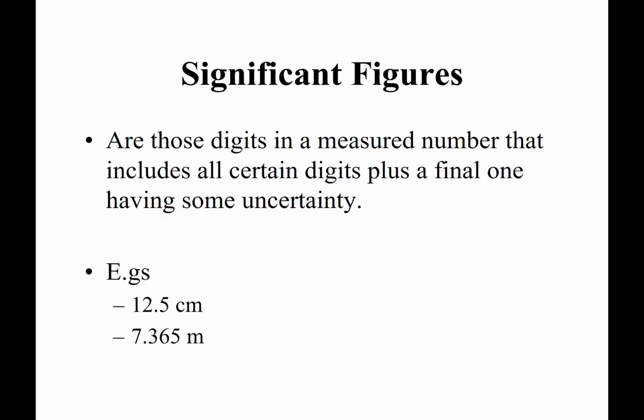So 12.5 centimeters has 3 measured figures, the 1, 2, and 5. The unit is so important, so always have that unit there. Centimeters has to be there, and so we have 3 significant figures. Here we have an even more accurate device that we use to measure the length in meters: 7.365 meters. Well, it's not more accurate, but anyway, we have 4 significant figures.